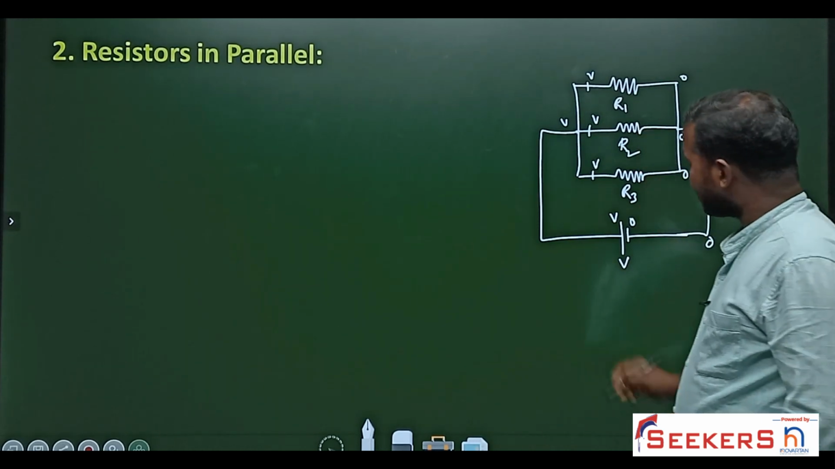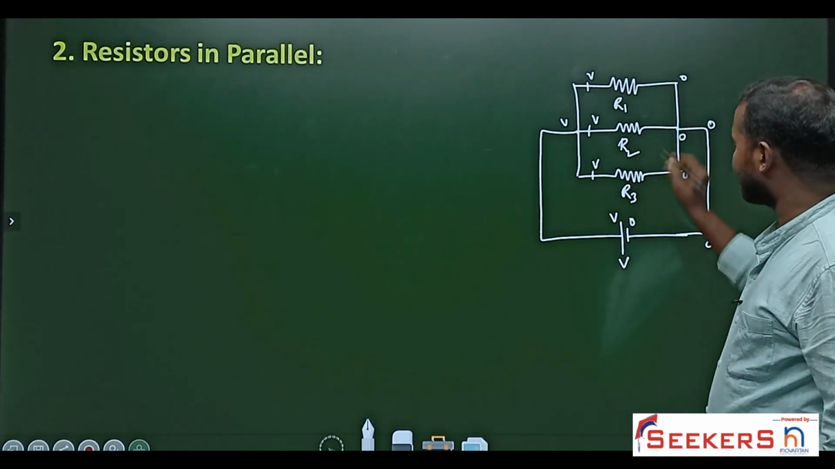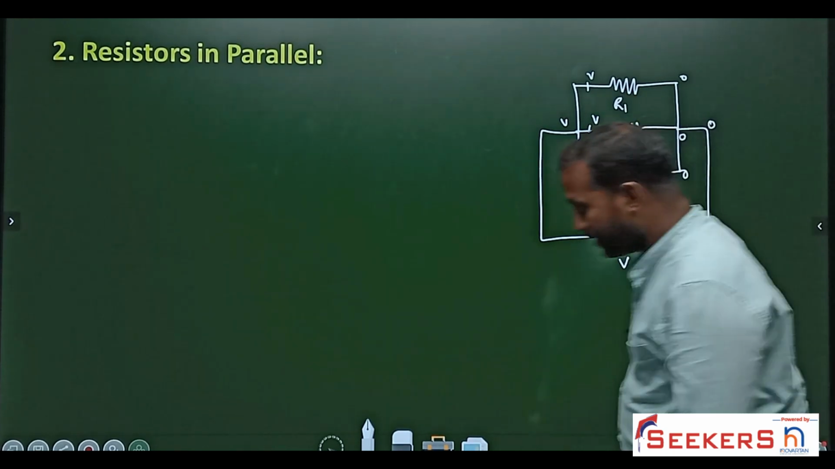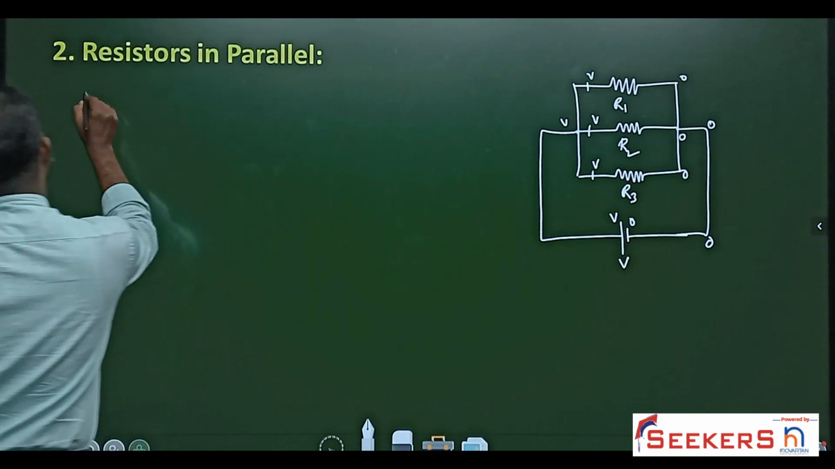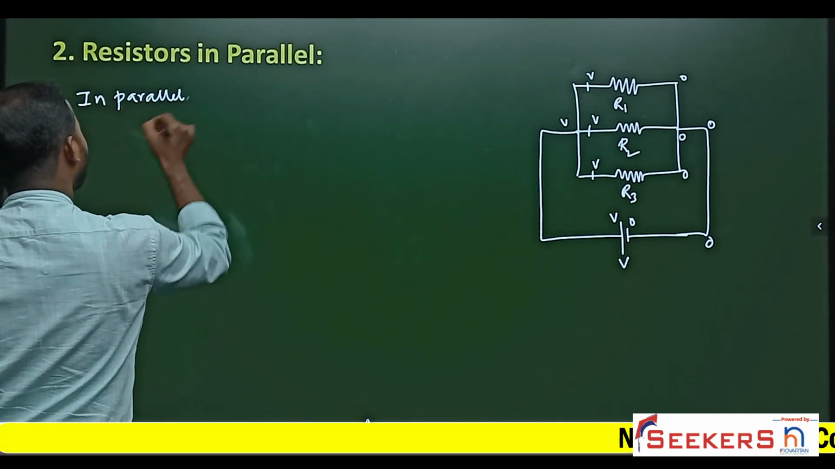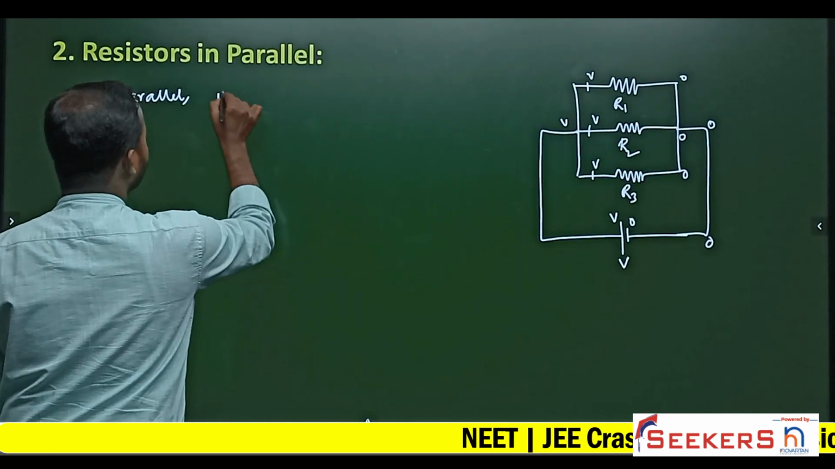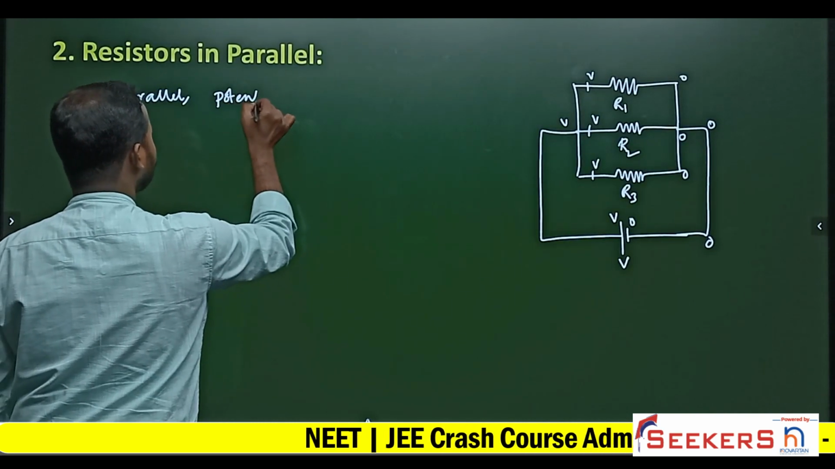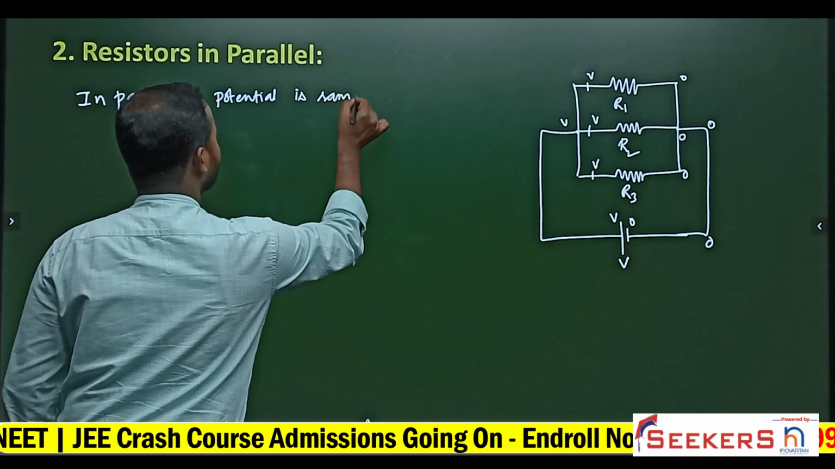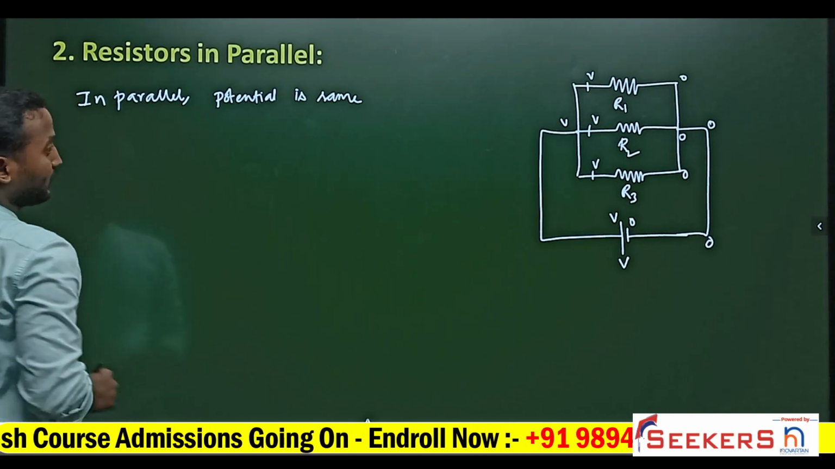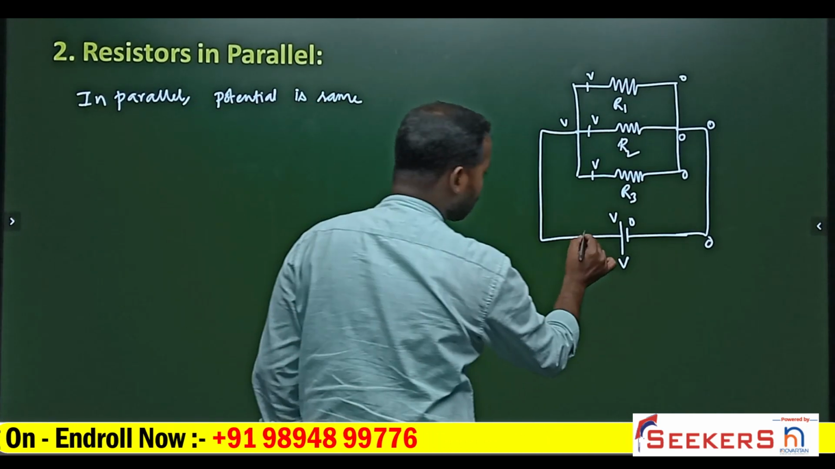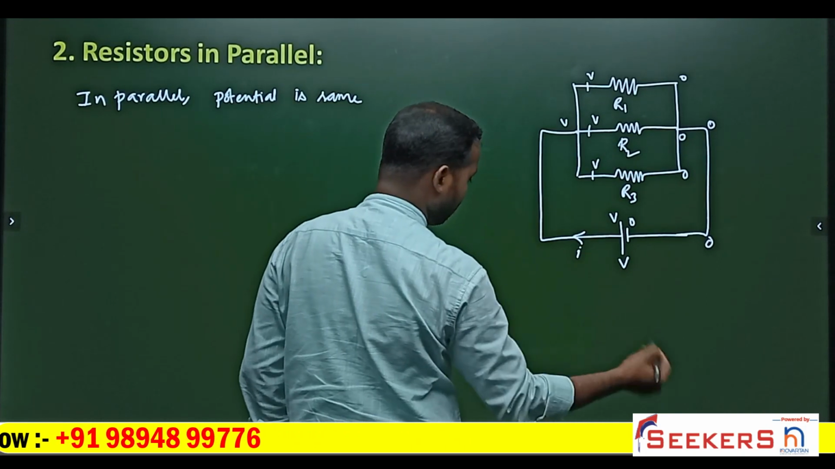So you can see that R1, R2, R3 are connected across the same potentials, V and 0, V and 0, V and 0. That means in parallel combination, you can say that potential is the same. In the previous case current was the same, yes or no? Potential is the same here, right? Now what is getting distributed here? You can see that from Kirchhoff's current law that we are going to see in the next slide.